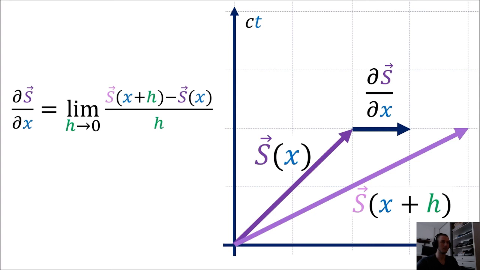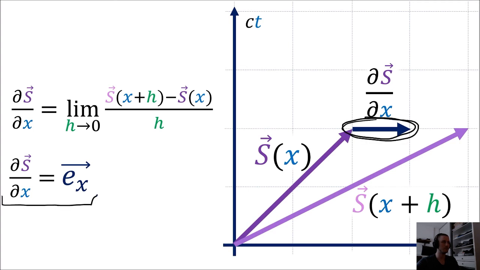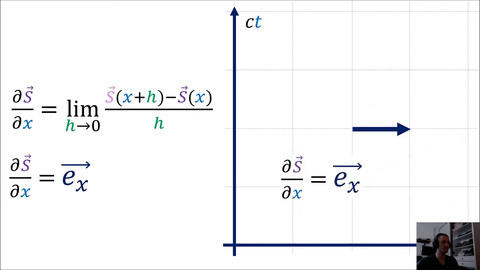This limit can be thought of as a partial derivative of the vector s with respect to the x-coordinate variable. And the result is a horizontal vector 1 unit long, which is exactly what the ex basis vector is. We can repeat this process for any point in spacetime and get the same ex vector that's 1 unit long and pointing in the positive x direction.